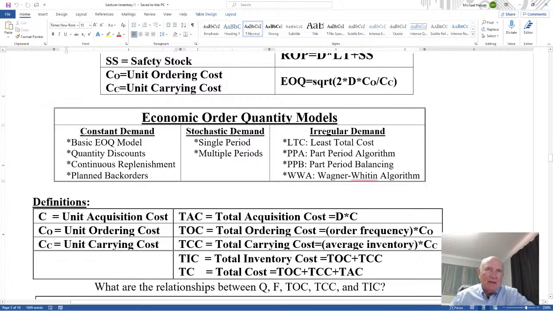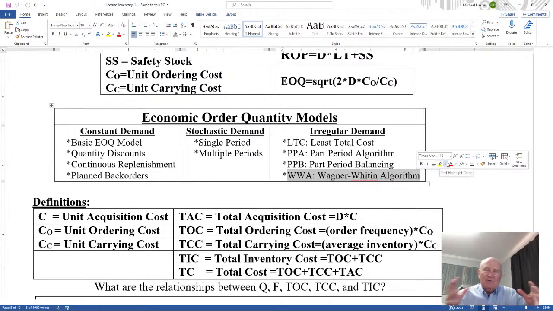And I divide this up by demand. Constant demand, the basic EOQ model, that's what we'll do in here. Quantity discounts, we'll do that. Ending, I'll have one model just to show how this expands. We have continuous replenishment and planned back orders, which we won't do in here. Stochastic demand, single and multiple period inventories, we won't do that. Irregular demand, here are different heuristic models of least total cost, part period algorithm, part period balancing. And this is a dynamic programming technique that minimizes cost from multiple stages in irregular demand.